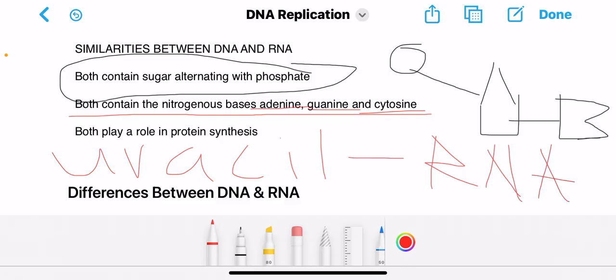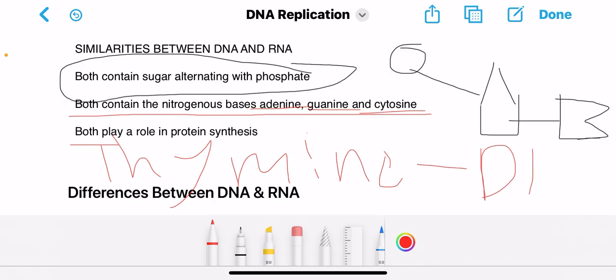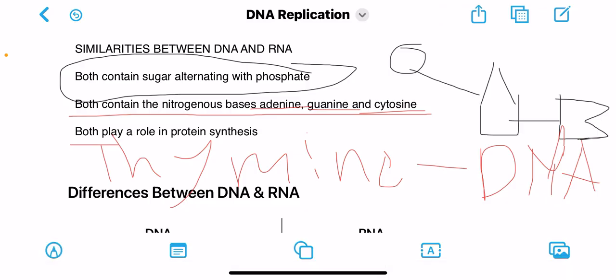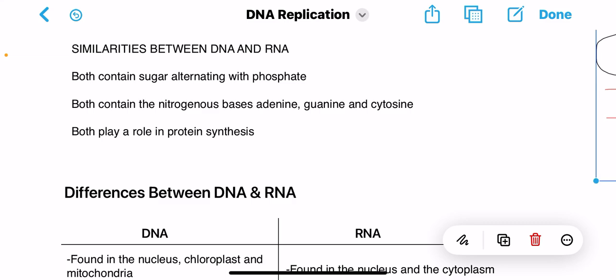Uracil is only found in RNA because it pairs with adenine in RNA. However, in DNA, we have thymine, which pairs with what? With adenine inside of the DNA molecule. Remember, in the RNA molecule we have uracil, but in the DNA molecule we have thymine. Now, both of them share the similarity of having adenine, guanine, and cytosine.